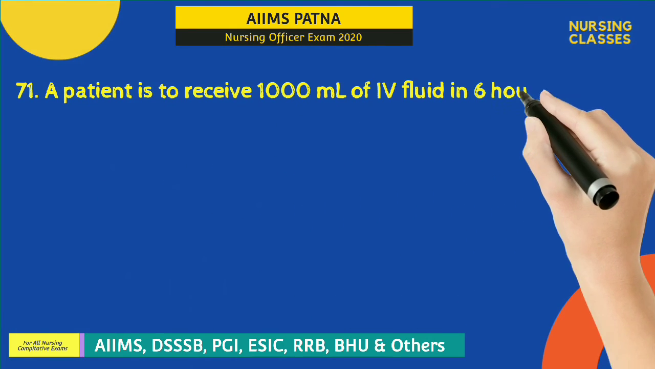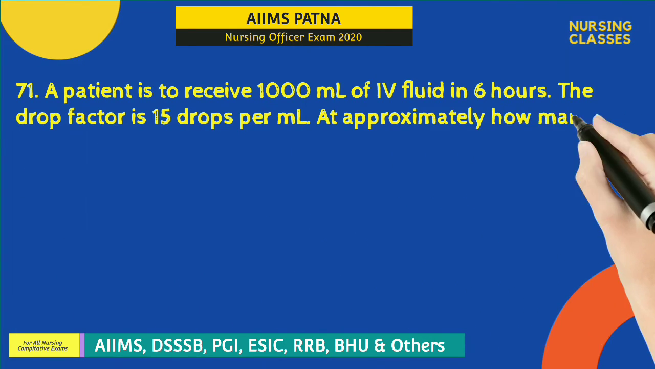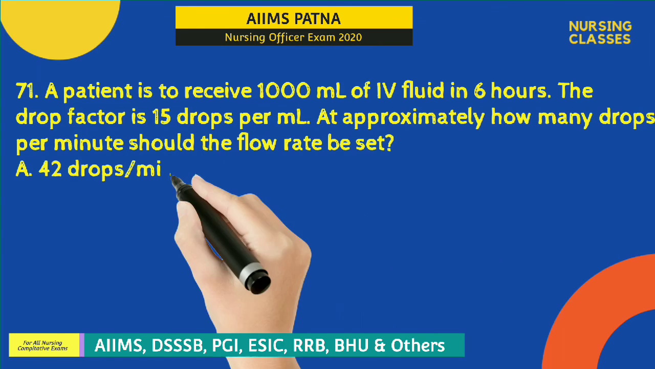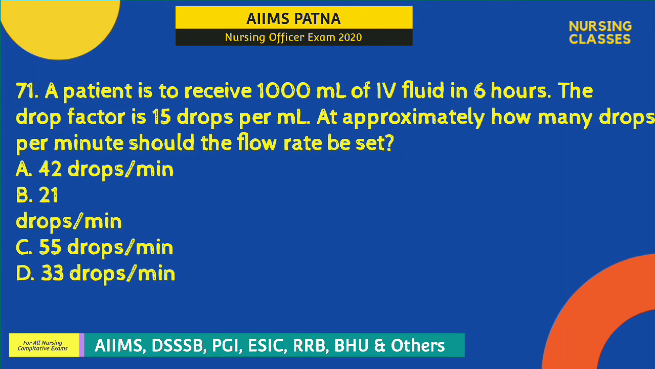71. A patient is to receive 1000 milliliters of IV fluid in 6 hours. The drop factor is 15 drops. At approximately how many drops should the flow rate be set? A. 42 drops, B. 21 drops, C. 55 drops, D. 33 drops. Correct answer A. 42 drops.